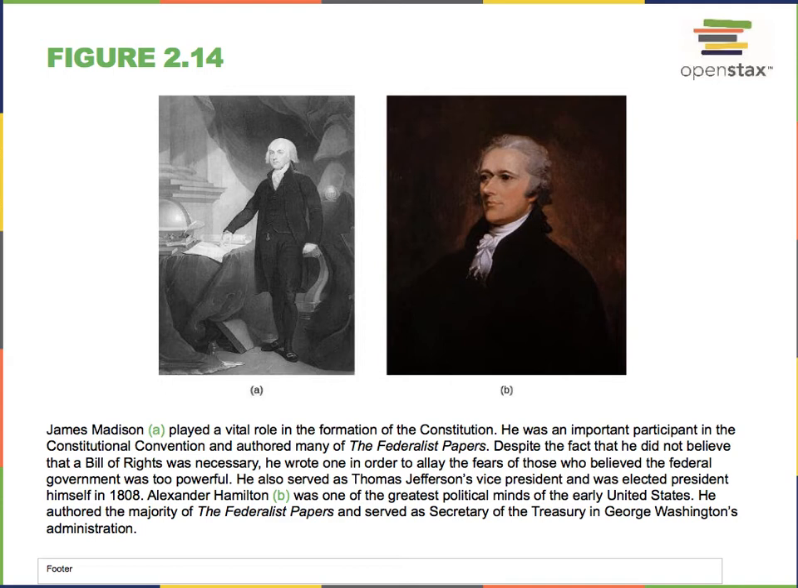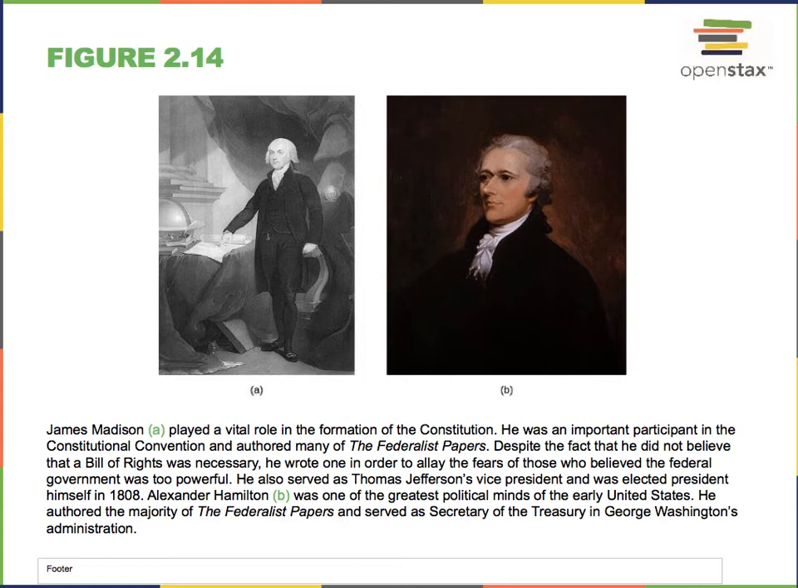His counterpart was Thomas Jefferson. Thomas Jefferson was one of the people who really was nervous about an overbearing national government because they were just leaving an overbearing king. So he served as Thomas Jefferson's vice president and was elected president himself in 1808.